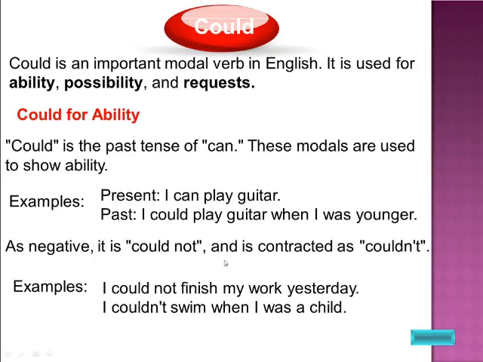Could not is contracted as couldn't. This form is known as the contracted form. Contracted form means it's a short form. The short form of could not: in writing, we write n apostrophe t. Okay, could not. I could not finish my work yesterday. I could not swim when I was a child.